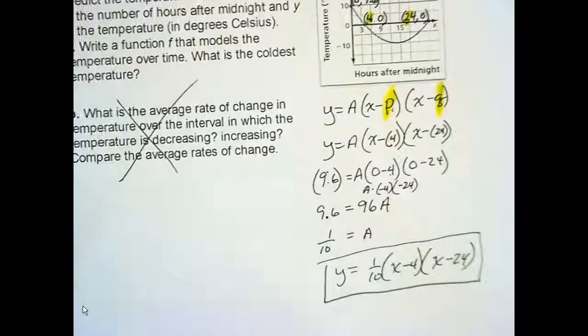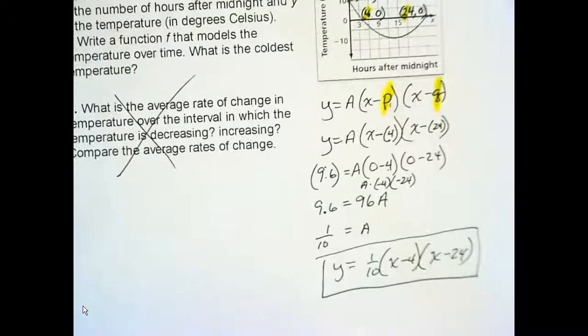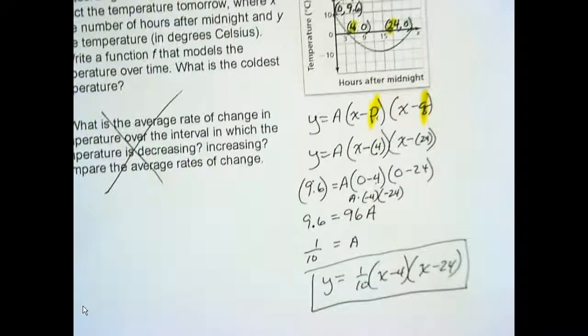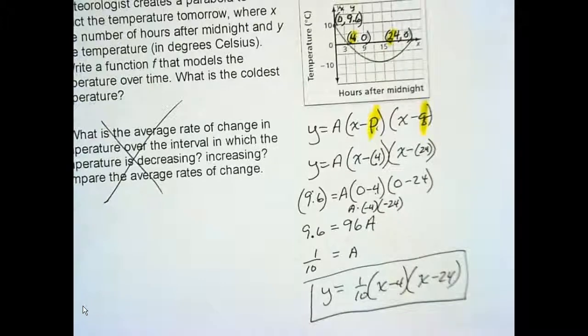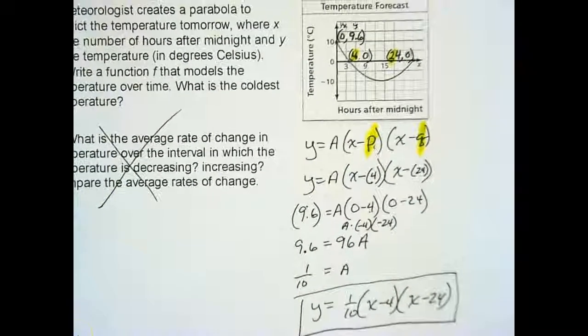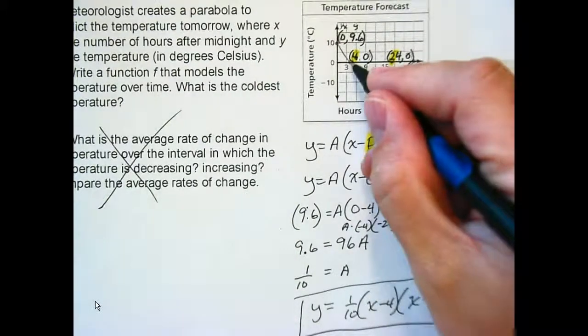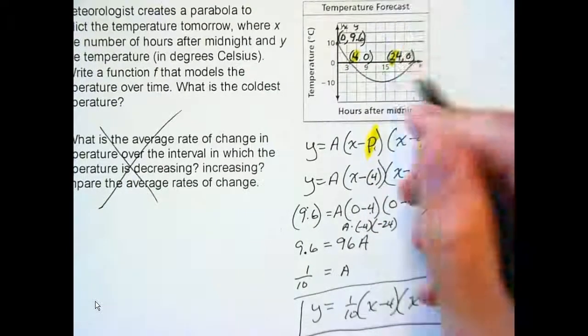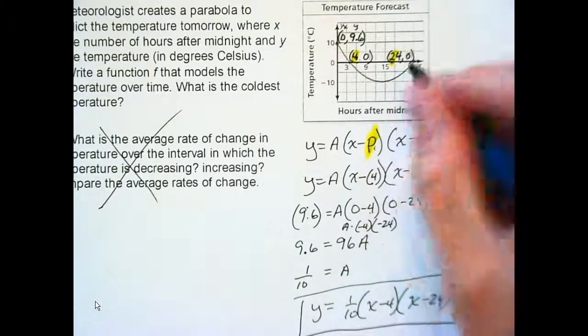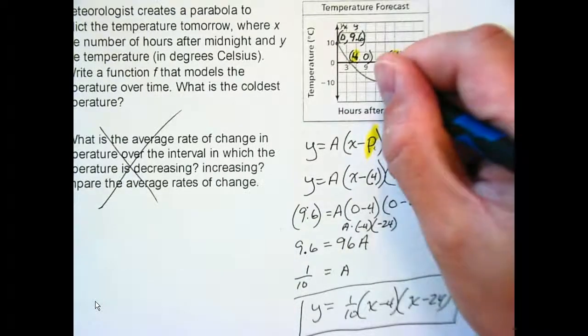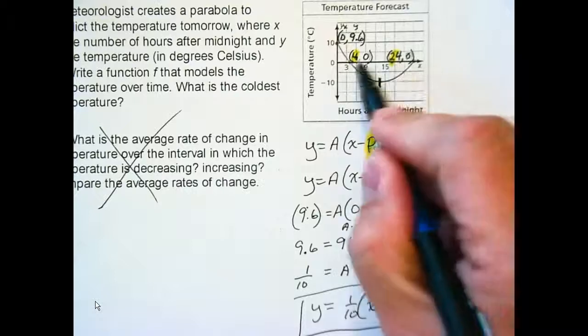Letter A says write a function that models it. We've done that. What is the coldest temperature? Talk with your groupies real quick. How are you going to find the coldest and then do it? Everyone's attention back up here, please. Volunteer, how do we do it? Emily. Good. We could just find the distance between the two intercepts to help find the vertex, right? So we're looking for the vertex, and if you have intercepts, just add them up, divide by 2.